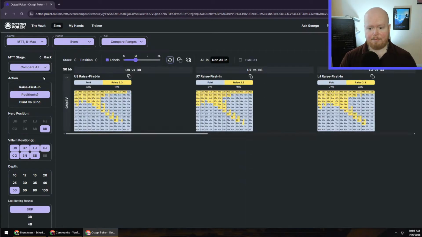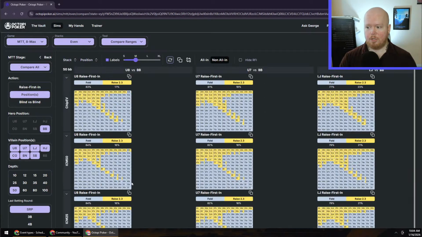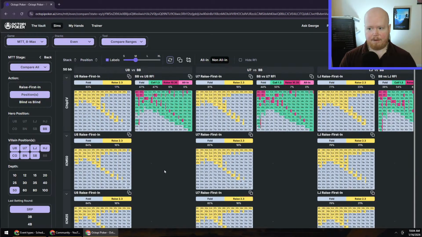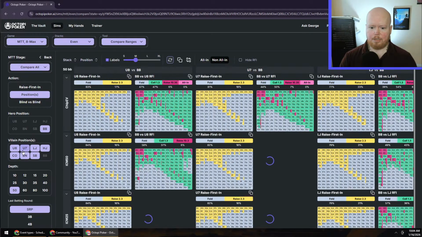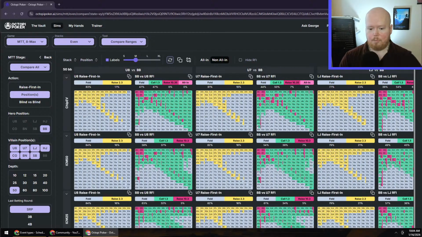If you look at ICM 50 in a vacuum, there are a lot of opening ranges that are going to be very, very similar. Hi Yana, welcome. ICM 50 just means 50% of the field, an ICM sim with 50% of the field remaining. So in this case, it's equal stacks: 50% of the field is busted, 50% of the field is left.